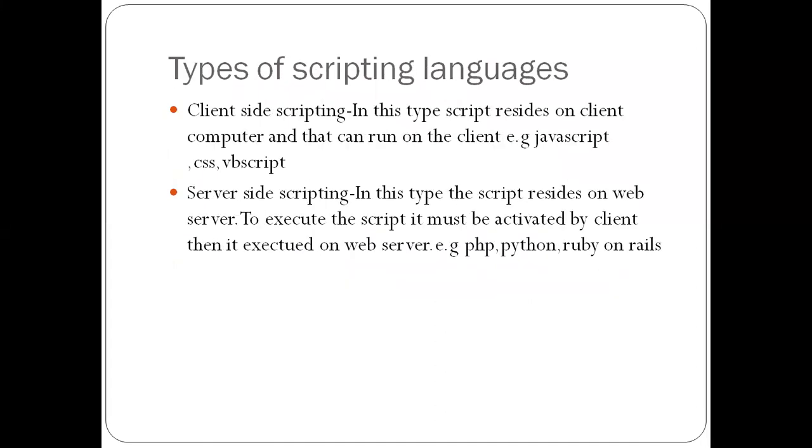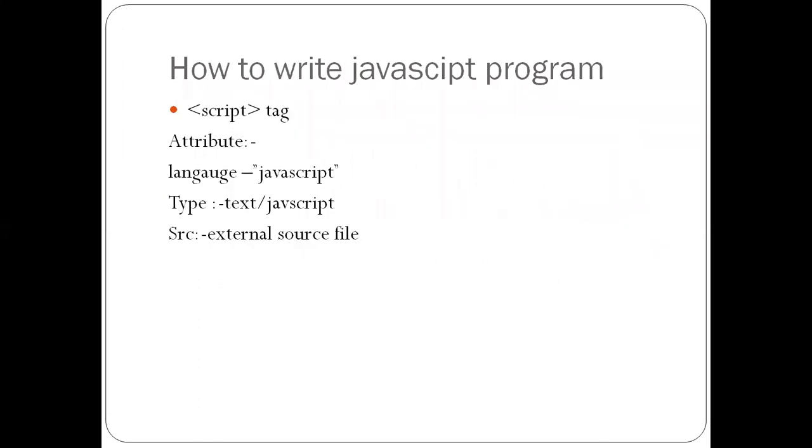Then we will see what the types of scripting languages are. There are two types: client-side scripting and server-side scripting. Client-side scripting means the script is available on the client computer and runs on the client. For example, JavaScript, CSS, VBScript. Server-side scripting means the script is on your web server, and to execute the script, it must be activated by the client. Then it is executed on the web server. For example, PHP, Python, Ruby on Rails. These are some examples of server-side scripting languages. So these are the features and types of scripting languages and a somewhat introduction of JavaScript.